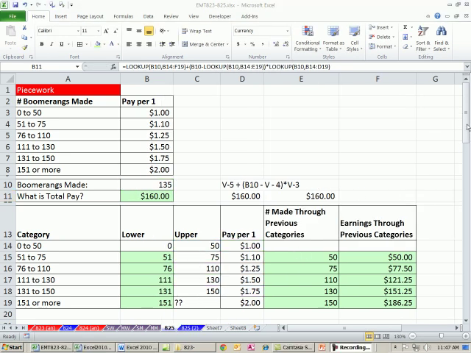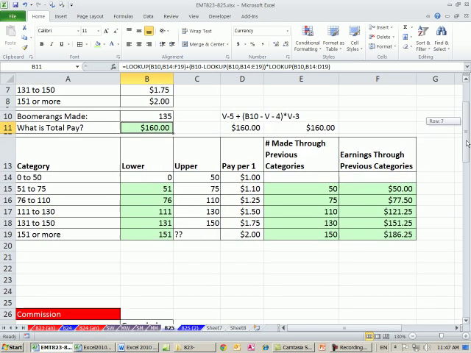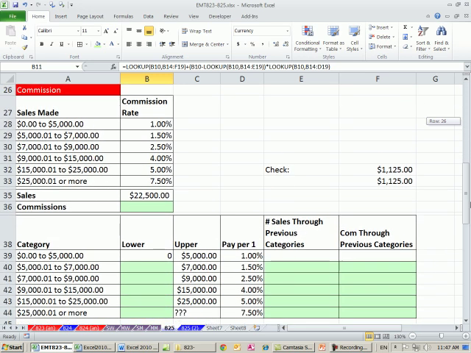All right, now let's go see, not a piecework example, but we're going to scroll down and see a commission example. Now here's the categories. Here we're not getting paid a certain amount per boomerang. We're getting paid a commission rate. So if our sales are $22,500, we need to do a similar type of calculation. If you were going to do this by hand, you'd have to do 5,000 times this, and then the difference between the upper and the lower, so that's $2,000 times this, etc. So it would be a multi-step calculation.